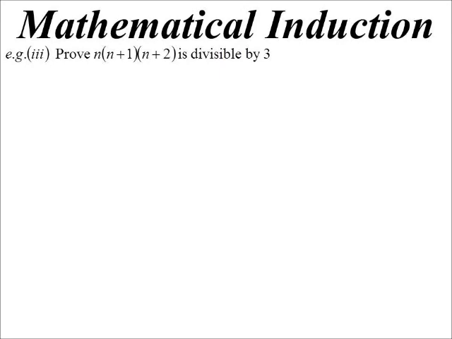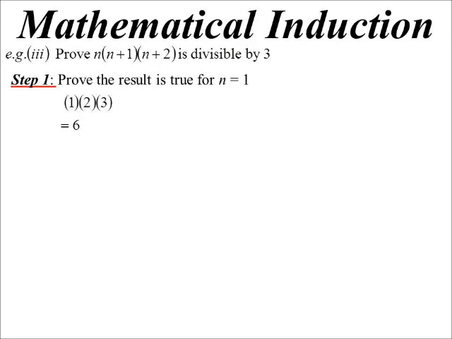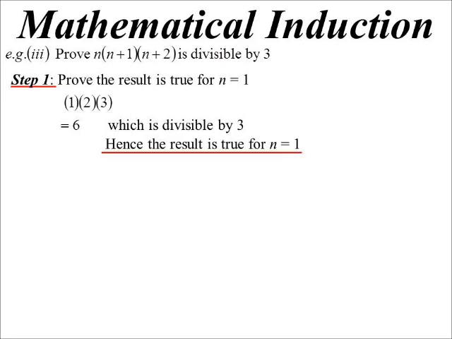So the idea was, well, let's prove it for the first case. So the first case, or when n equals 1, so 3 consecutive numbers would be 1 times 2 times 3, which is 6. And yes, 6 is divisible by 3. So in this case, I don't have a left-hand side and a right-hand side. I'm simply saying, oh yeah, that is divisible by 3. So yep, it works for the first one.